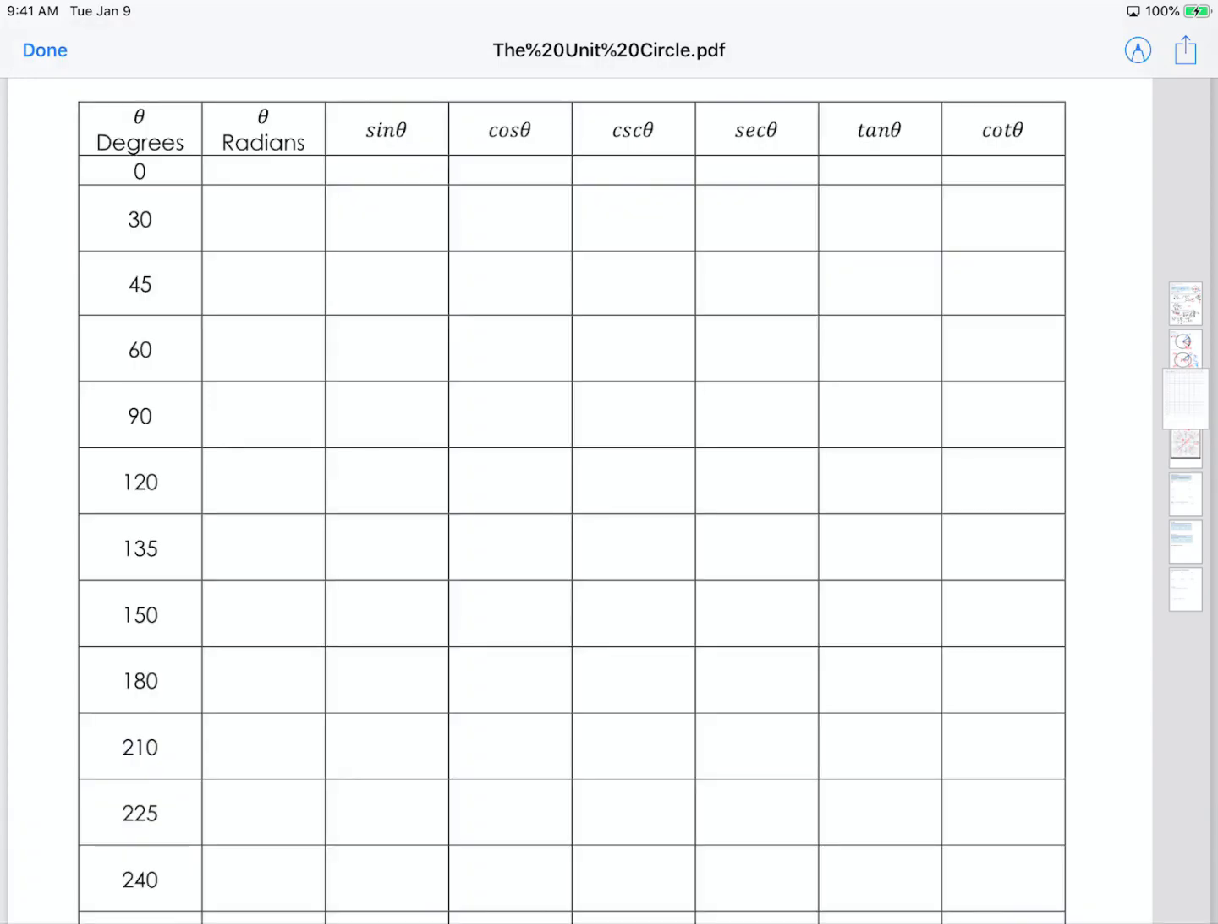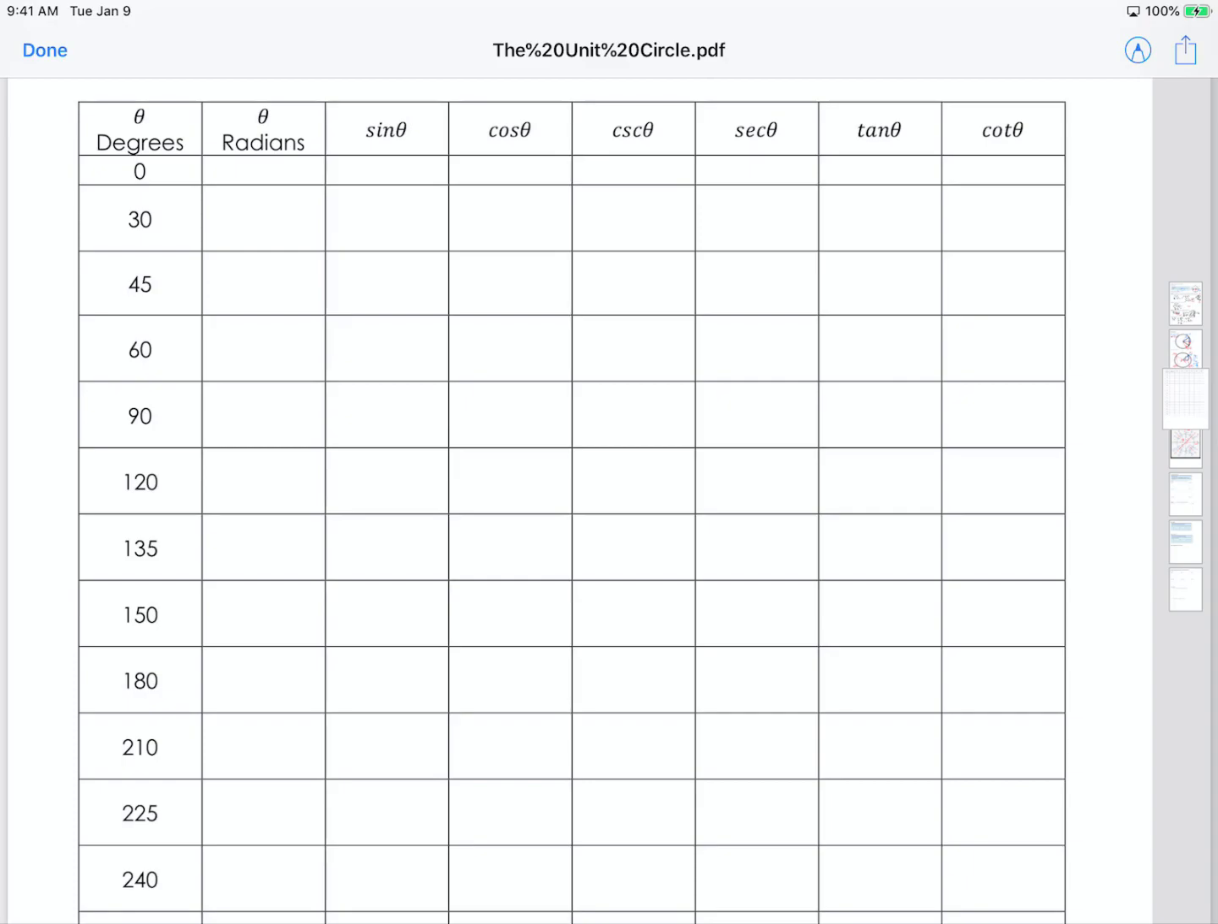Now, to fill out this chart, I'm going to do the first few for you to show you how to do this, and then I'm going to let you fill out the rest yourself. I'm sure that there's somewhere online or in your textbook that has all these answers. You can check them, or you can check them on your calculator to make sure that they're correct.